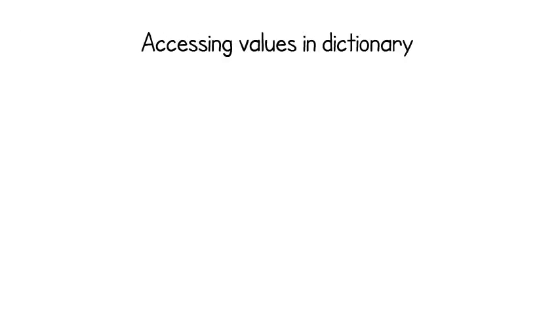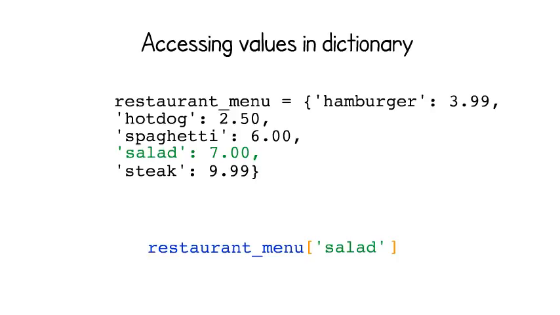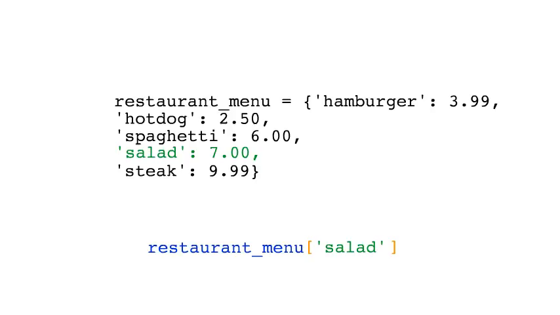So what if I only want to access the value of a single key in my dictionary? Let's go back to our restaurant menu example. Say I've decided I want to order salad. A little pricey, I know, but it's good for you. To access the price of my salad, I pass the key, salad, in square brackets into the restaurant menu variable, and it returns the value. It returns the value of 7. Phew, that's an expensive salad.